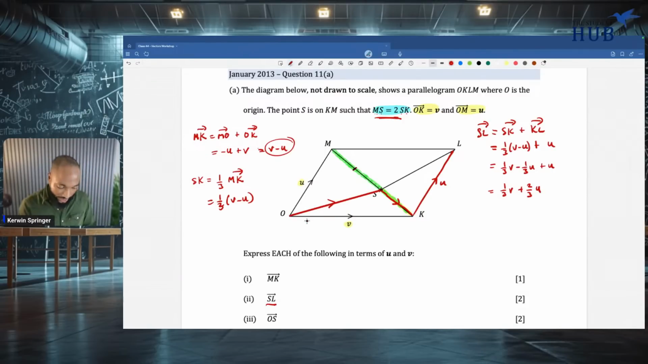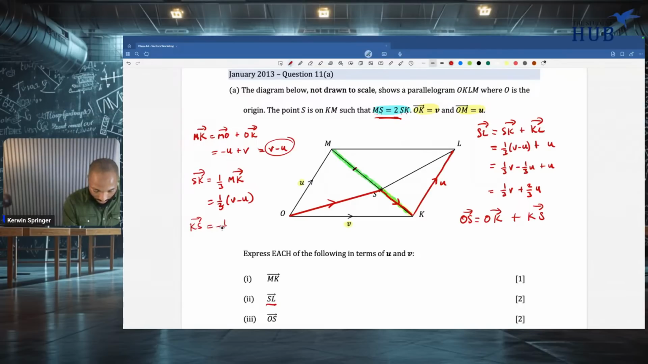So to find OS, tell me if you live with me, I would go O to K and then go backwards, K to S. K to S is the reverse of this, right? KS is negative 1/3 of V minus U. Now, they didn't ask about parallel or anything, so you don't need to worry about that. O to K would be V.